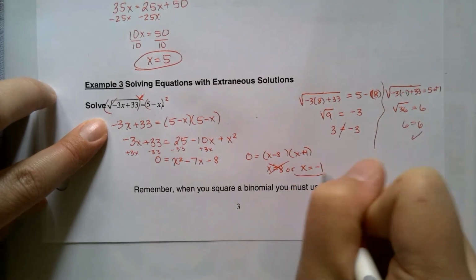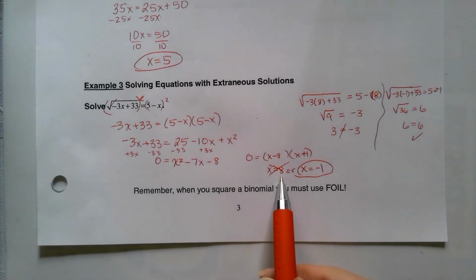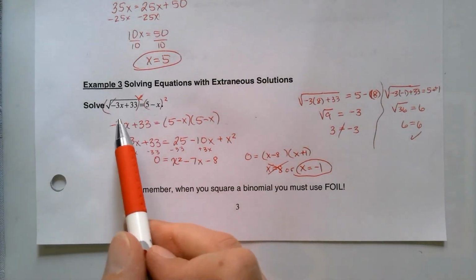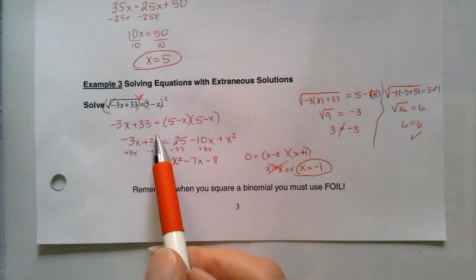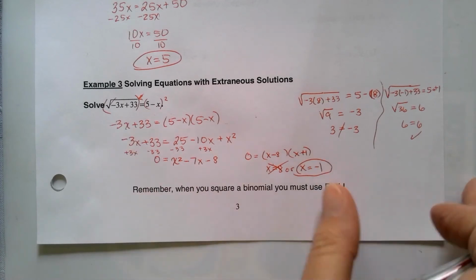So I have one answer that works and one that doesn't work. Why doesn't this answer work? Well, the first thing we did was we squared both sides and we threw out the square root. So we get this extraneous or false answer. It works here, but if I go back to the original, it does not work with that root.